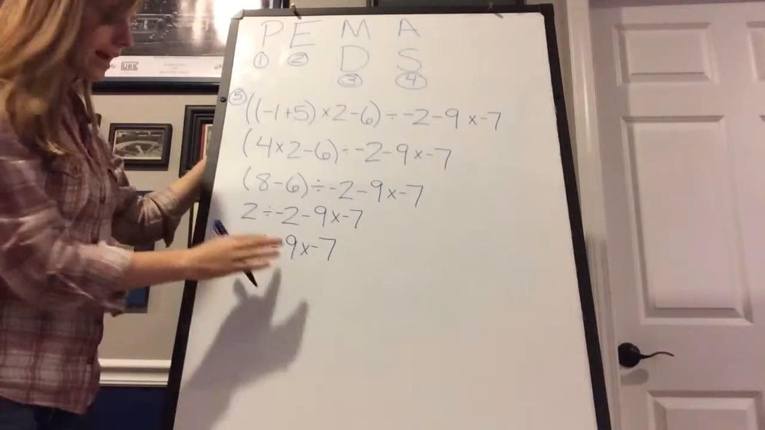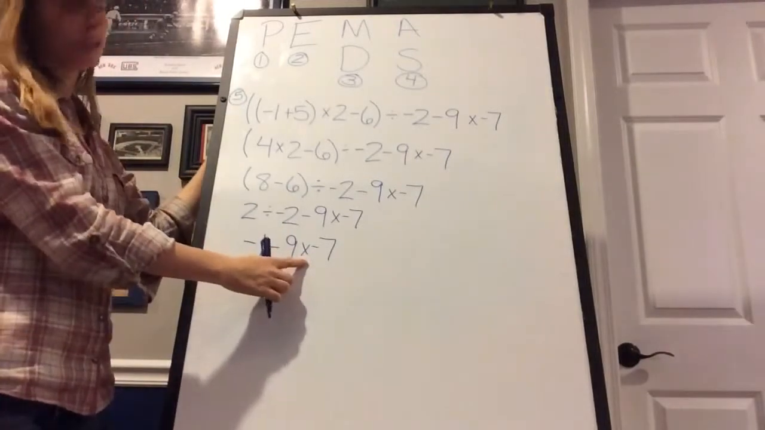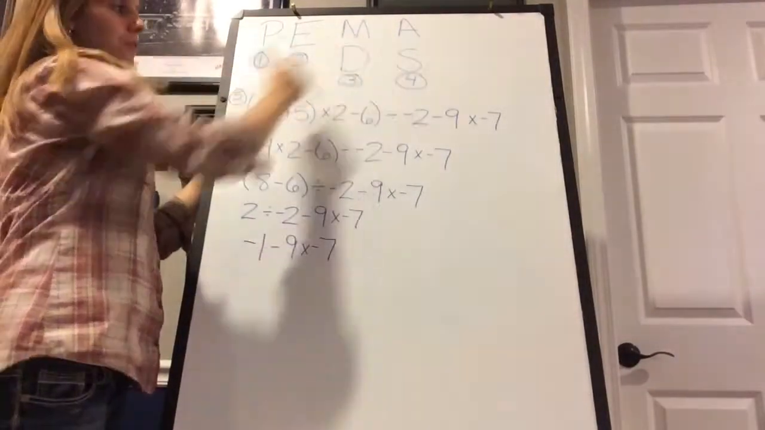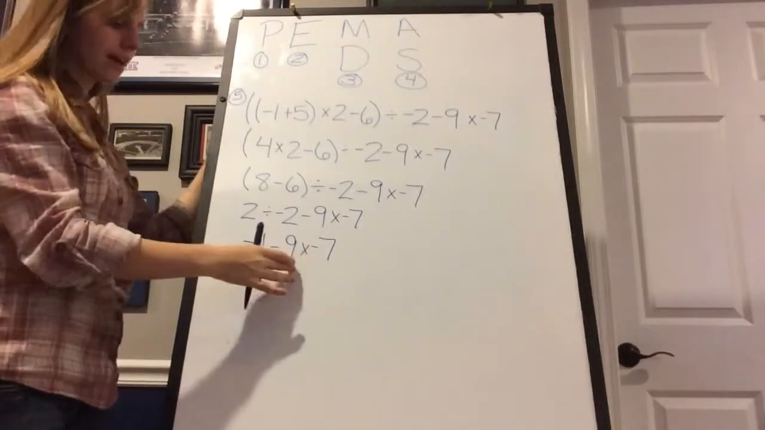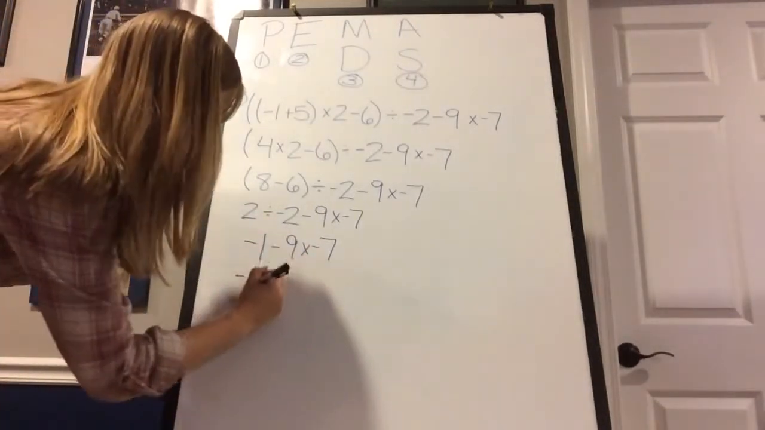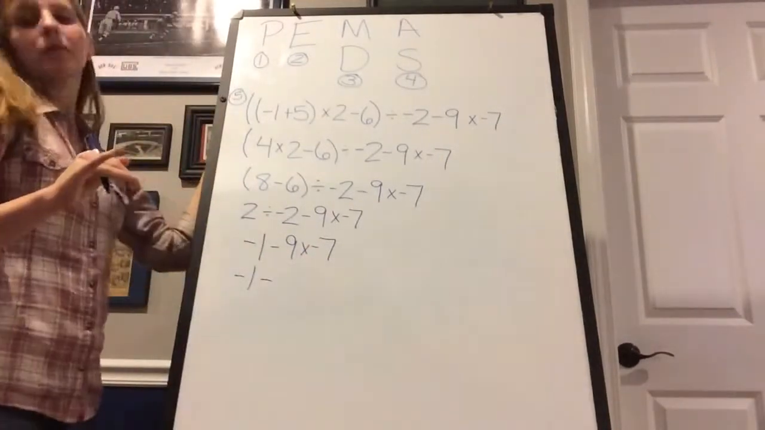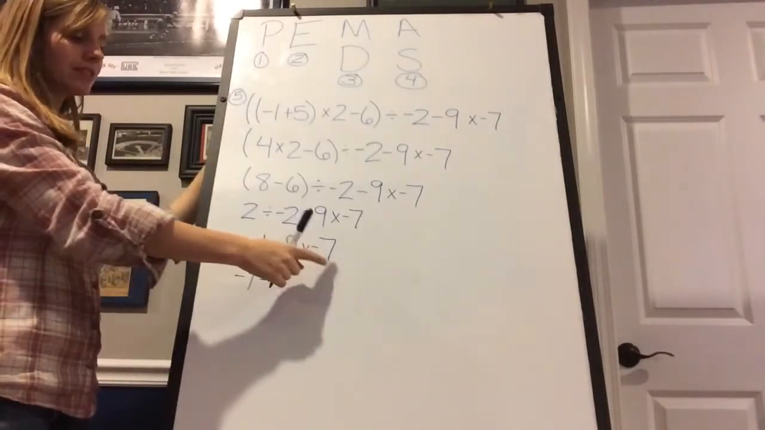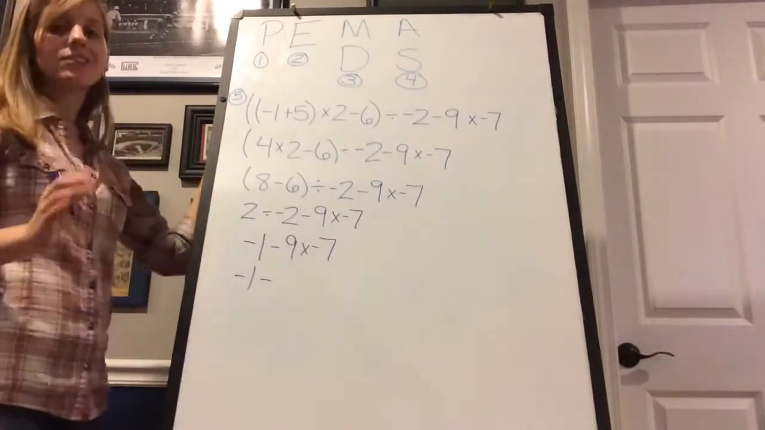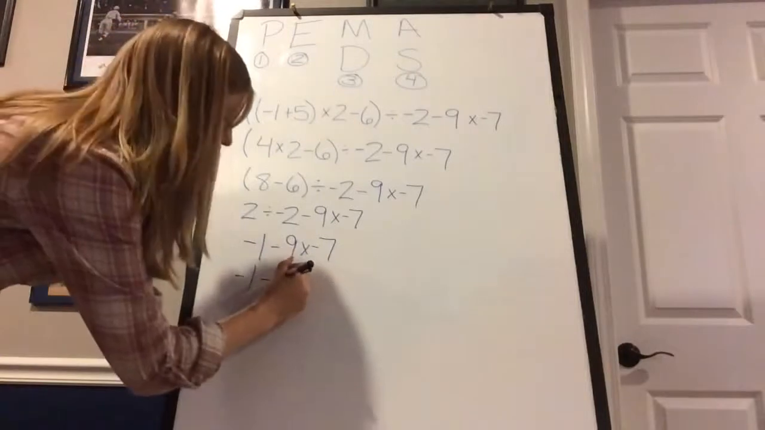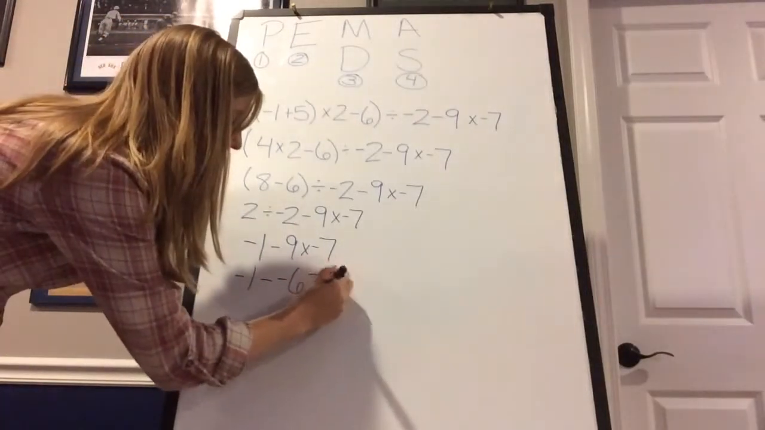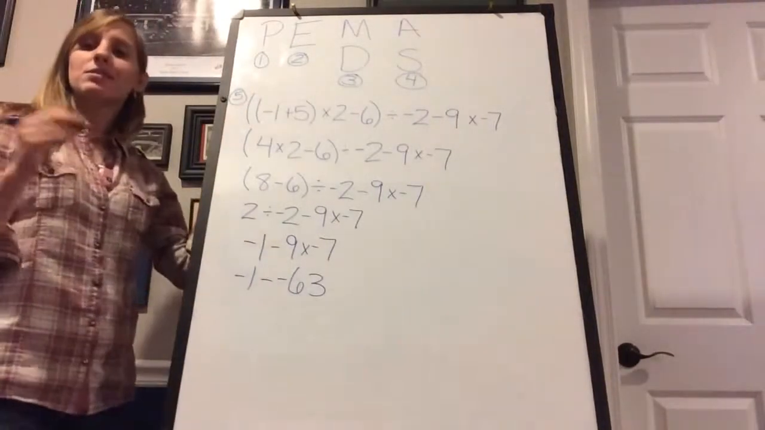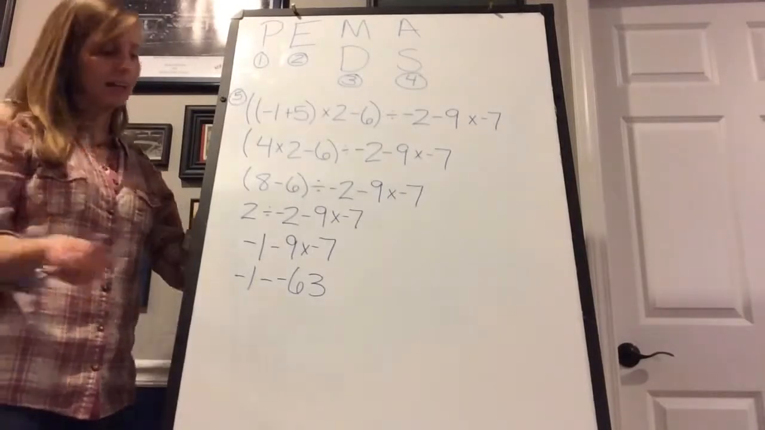At this point, I have subtraction and multiplication. Multiplication comes before subtraction, so I'm going to multiply. My -1 and my minus sign stay the same. 9 times -7 is -63. Because the signs are different, it has to be negative. All that I have left now is subtraction, so that's what I do next.